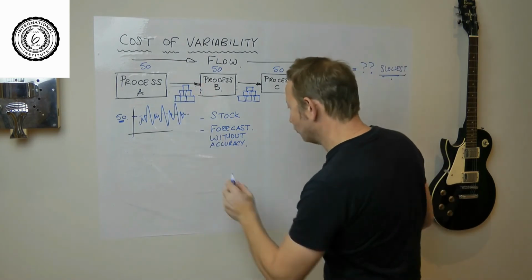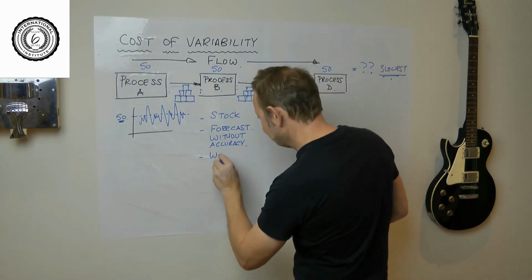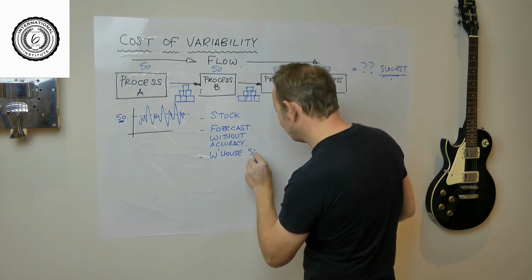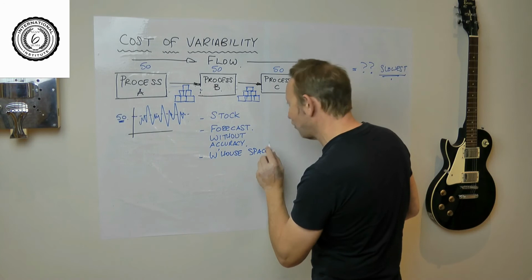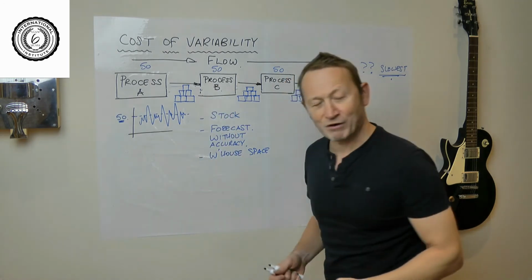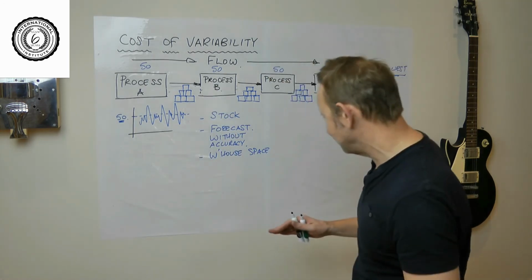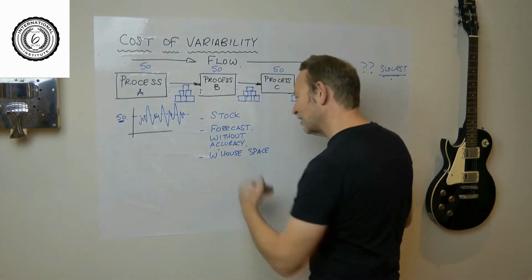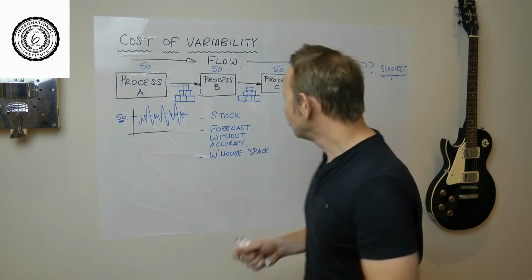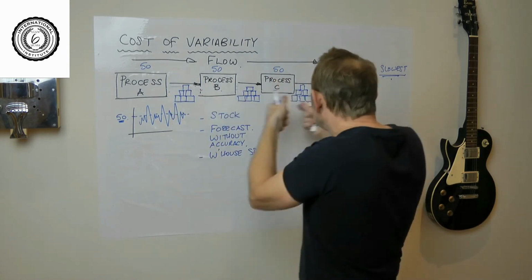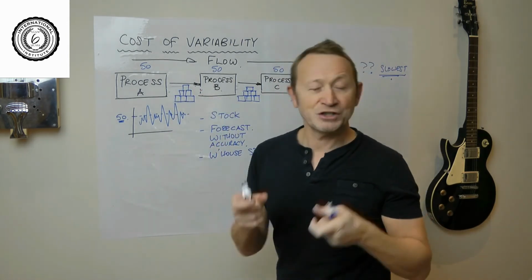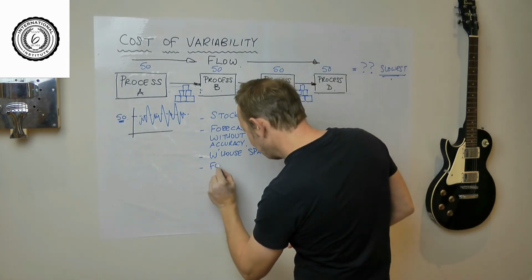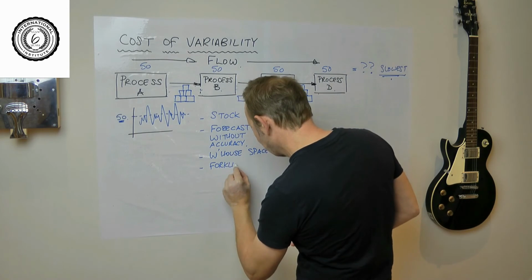So much stock, of course, that now we need some warehouse space. So here are the costs. Here's the cost of poor quality. Here's the cost of variability building on you. Stock, forecasting without accuracy, and you need warehouse space. Because you haven't got room to have those sitting in between each machine, so you have warehouse space. Now what have we got to have? Now I've got to have forklifts, to move it around.